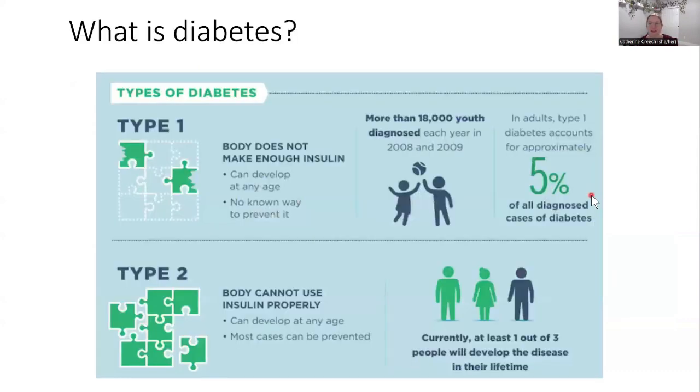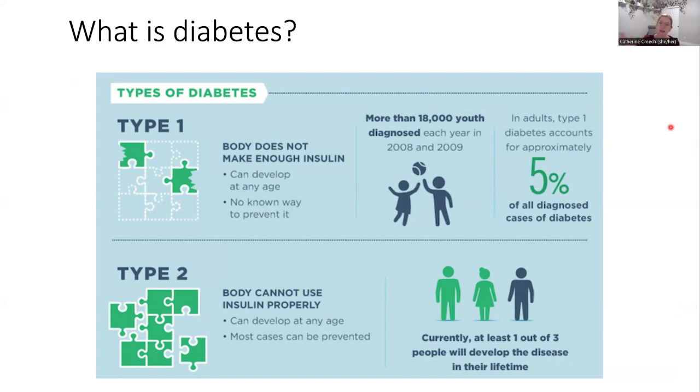So I want you to think about diabetes now. What is diabetes? There are two types. There's type 1 and type 2. Type 1 is when your body does not make enough insulin. This can develop at any age, but it used to be called child onset diabetes because we were diagnosing it in children most. It can never go away. It's just a functional thing. About 5% of all diabetes cases are type 1.